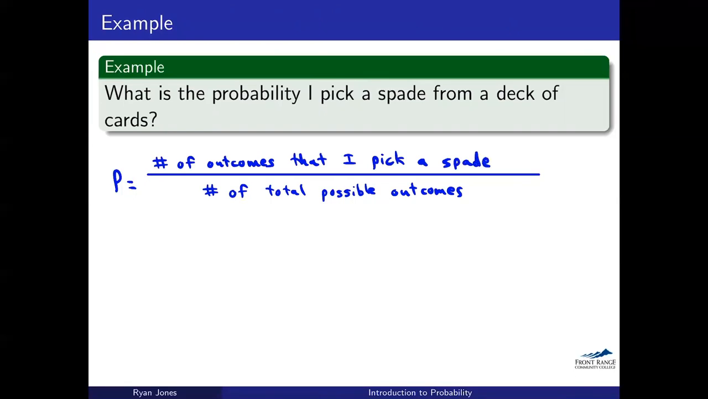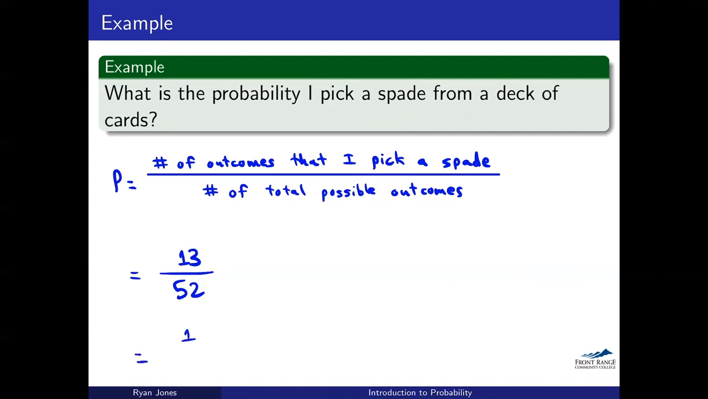And so we just said this, there are 52 cards in a deck of cards. So my denominator is going to be 52, because that's saying that the number of total possible outcomes is that there's 52 different cards that I could pick. And of those 52 cards, 13 of them are spades. So spades are one of the suits of a deck of cards, along with clubs, diamonds, and hearts. And so there's 13 of each of those, 13 times 4, giving me the 52 total cards. So there's 13 spades out of 52.